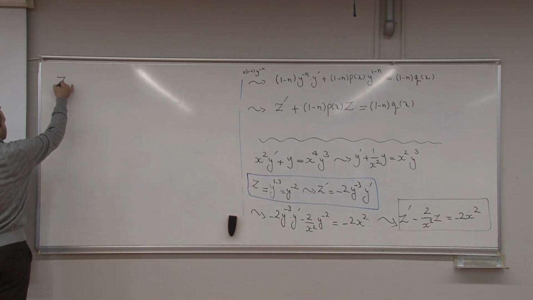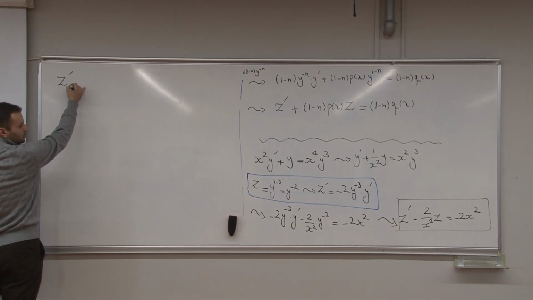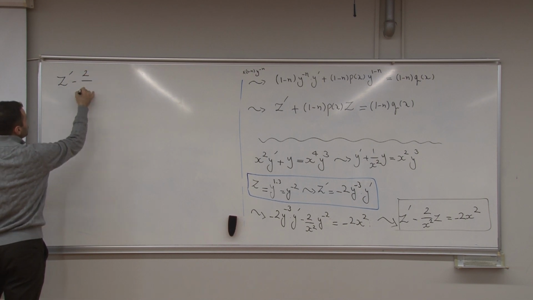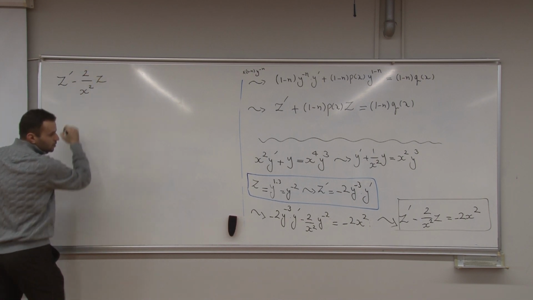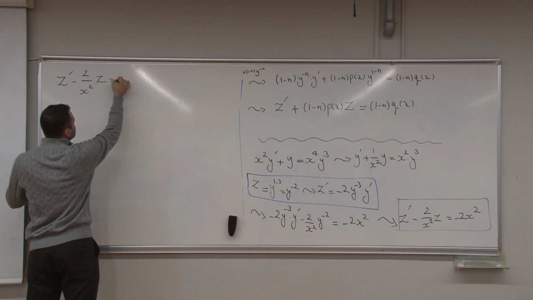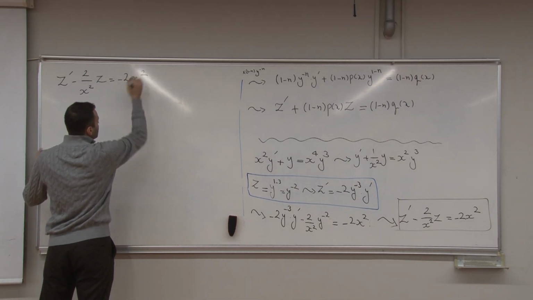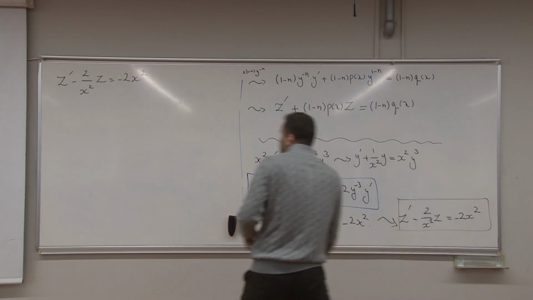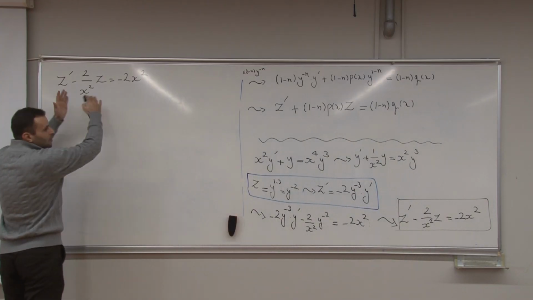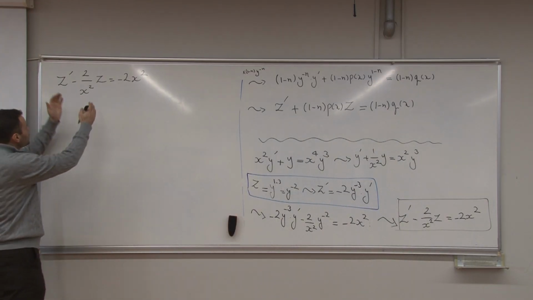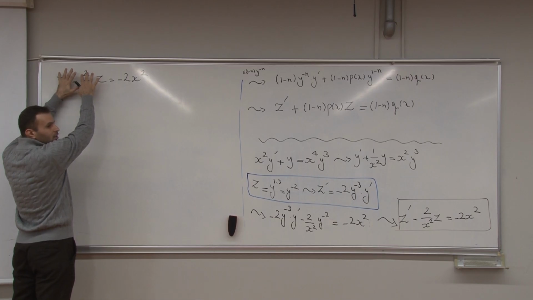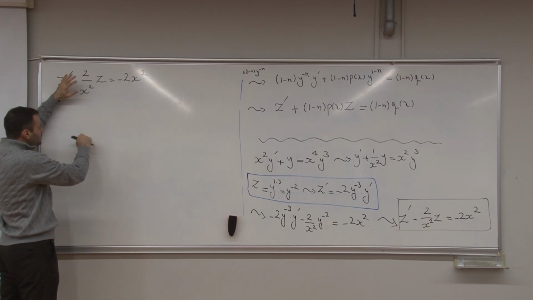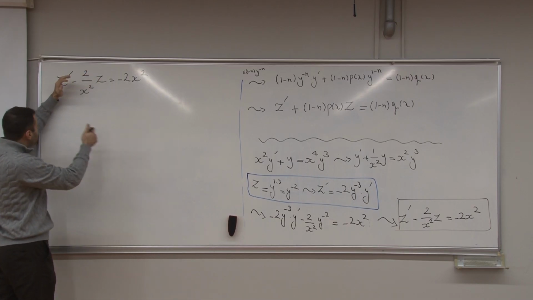Let me just write it here. Minus 2/x² z equal to minus 2 times x². Right? Okay. I need to multiply this equation with something which turns this left hand side into the derivative of z times some function. And what is that function?